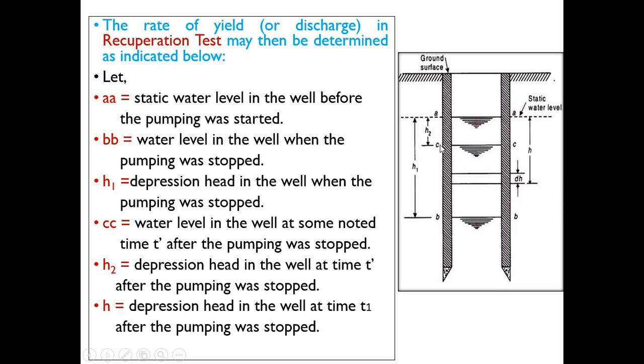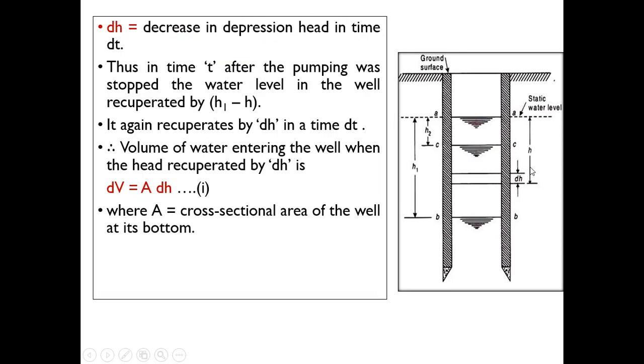H is the depression head in the well at any time T1 when pumping was stopped. Then dH is the decrease in depression head in time dt. Now for any derivation we normally consider a small thickness. So here dH is the small change in depression head in the small time dt.